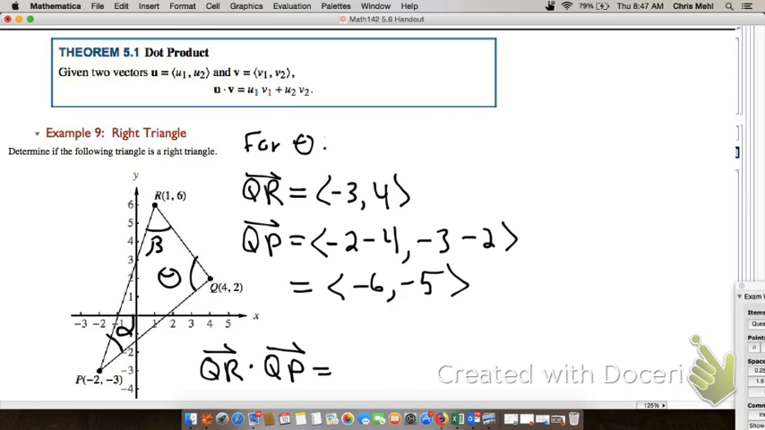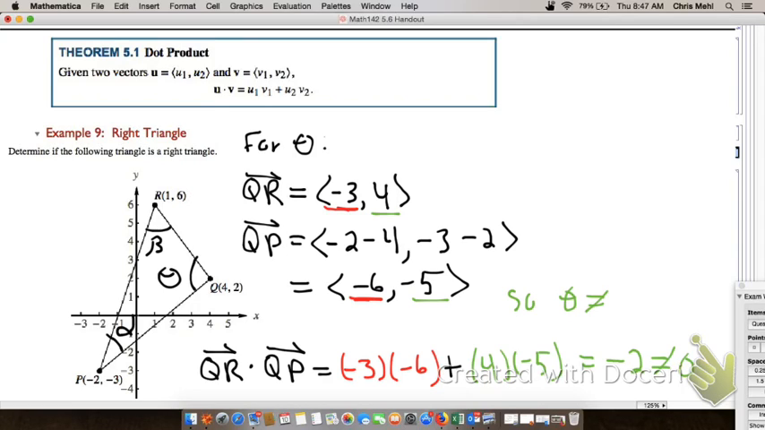And what we get is, so I'm just going to look at the components up here. These red. So if I take the x-component of QR and the x-component of QP, you're going to get negative 3 times negative 6, plus we'll take the y-coordinate of QR times the y-coordinate of QP, so that's going to be 4 times minus 5. That ends up giving you 18 minus 20, which is negative 2, which is not equal to 0.